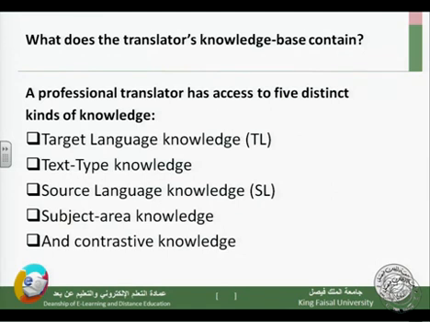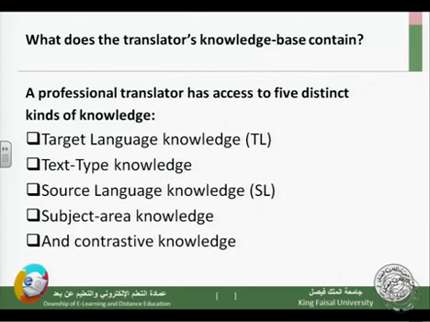Not only that, the translator has to have some knowledge about the subject matter. What are you talking about? Okay, it is literary text, but is it poetry? Is it novel? Is it the drama? Or if you are translating, for instance, religious text, is it about the Prophet's life, or is it about fiqh, or about what? You need to know some knowledge of this subject matter.